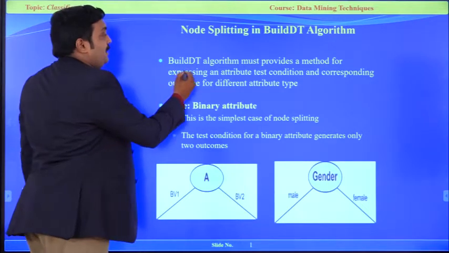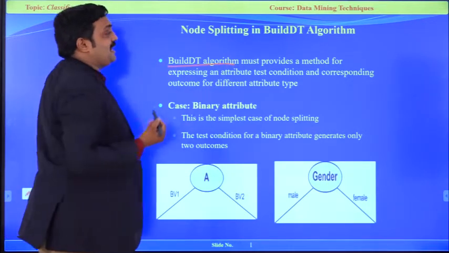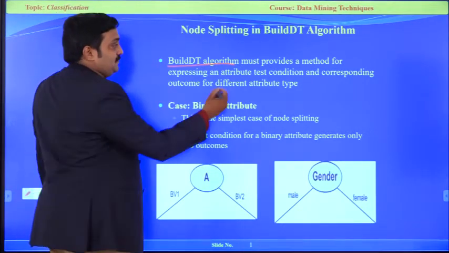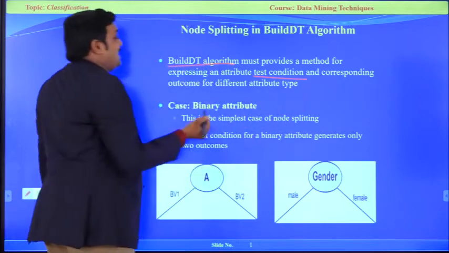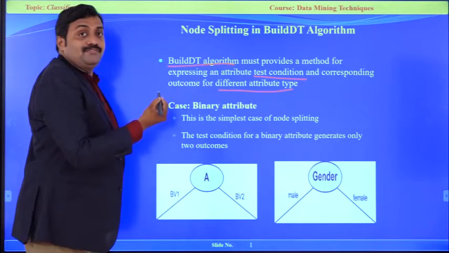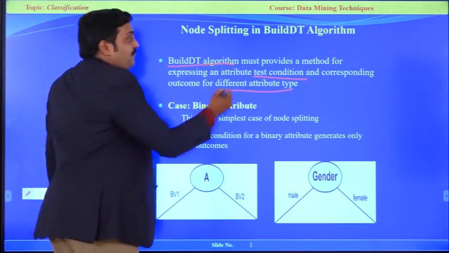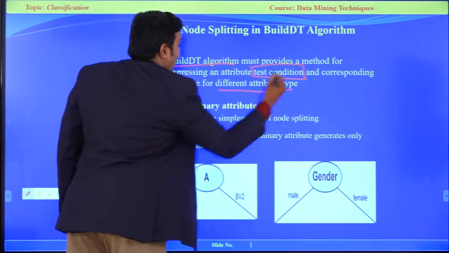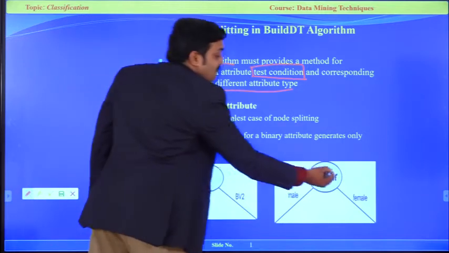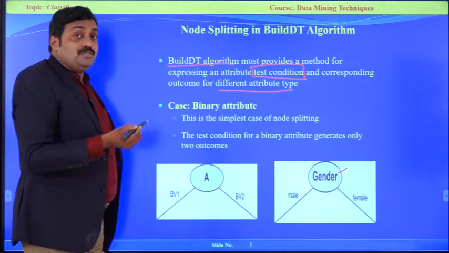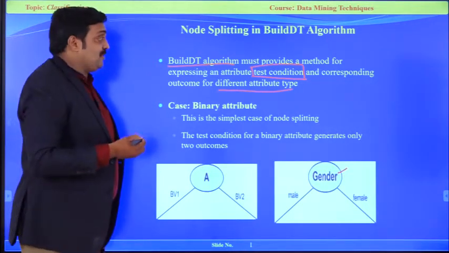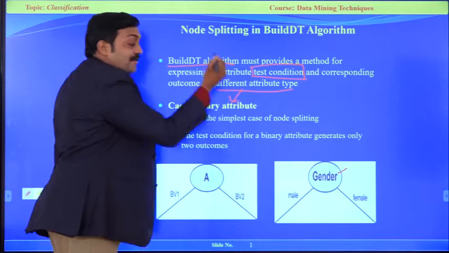The decision tree algorithm provides a method for expressing an attribute test condition, which is very important, and the corresponding outcome for different attribute types. When we want to split, we need to choose the test condition and the outcomes for the different attributes. Gender is one attribute, but we have plenty of attributes and their values are different. So we are going to discuss the attribute types and splitting criteria.